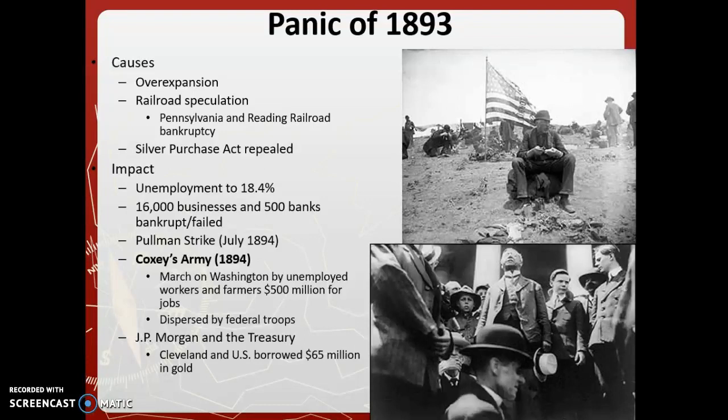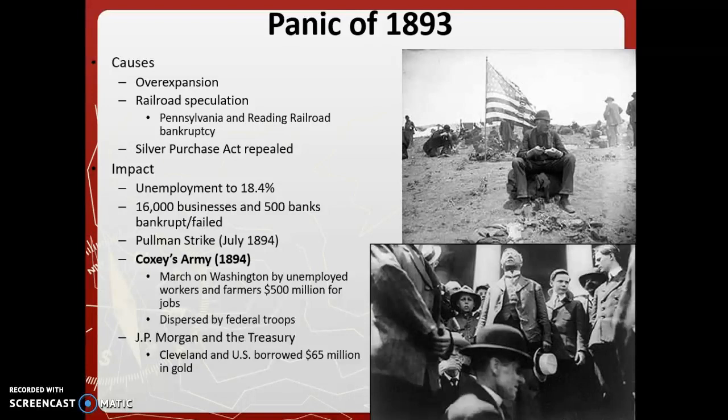16,000 businesses fail, 500 banks go bankrupt. This is when the Pullman strike occurs. This is also when you have Coxey's Army march on Washington demanding money for jobs. So J.P. Morgan actually ends up loaning the federal government money to bail them out of this economic panic and to help them bail out the railroads.